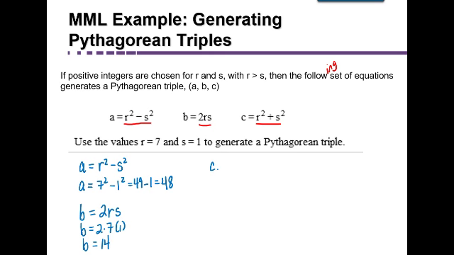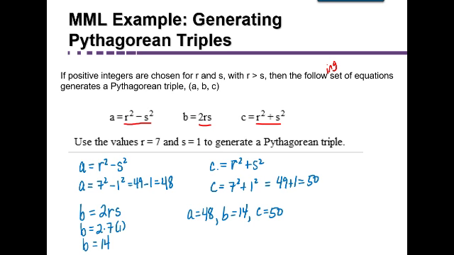And then c is supposed to be r squared plus s squared. So c would be equal to 7 squared plus 1 squared, which is going to be 49 plus 1, which would be 50. All right, so supposedly, if you have a = 48, b = 14, and c = 50, this is a Pythagorean triple. There's a right triangle that has those proportions.